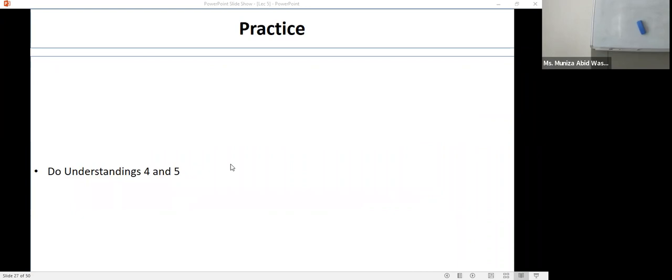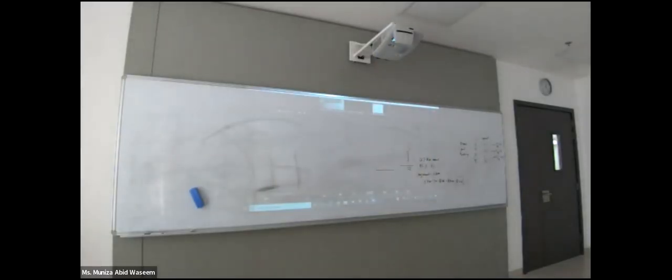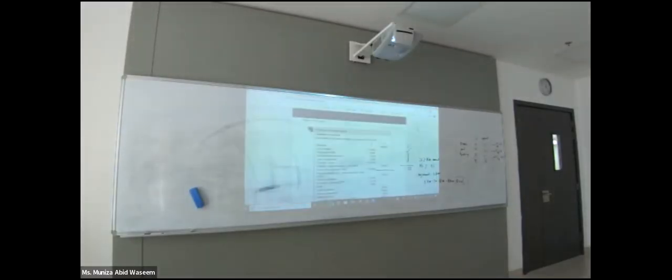Now, students, understanding number 4 and understanding number 5 you have to do from your homes. Understanding number 4 we are going to do right now, but again you have to do it from your homes as well. Okay, so I'm opening understanding number 4 from your books now.